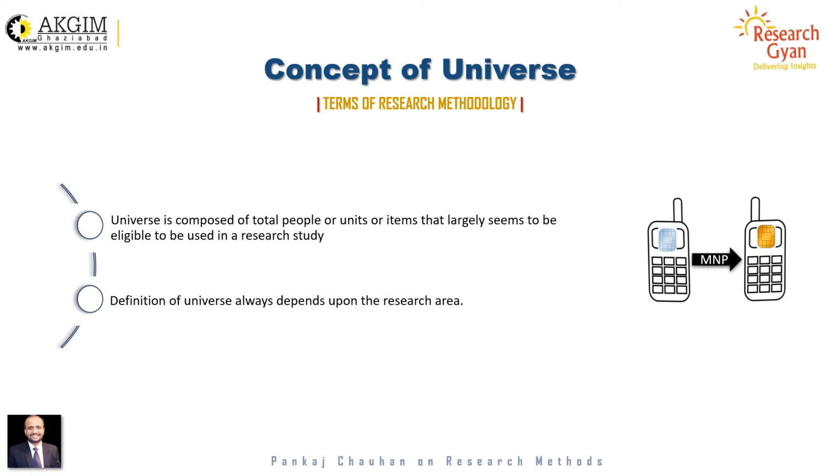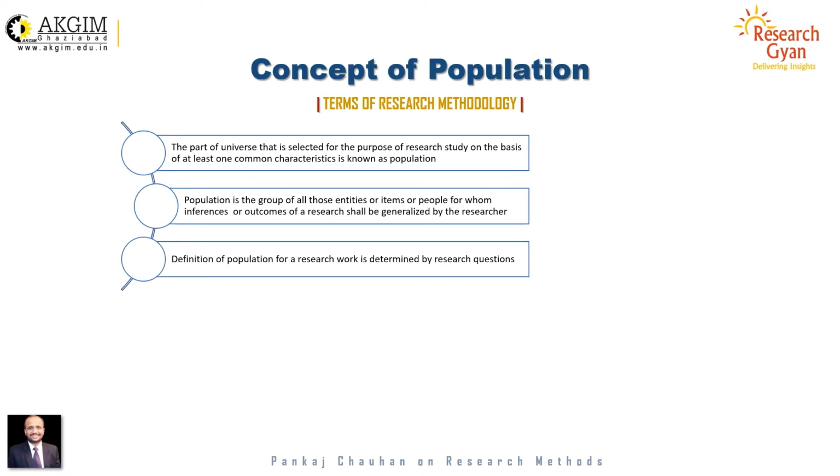Now we will discuss the conceptual part of population. The part of universe that is selected for the purpose of a research study on the basis of at least one common characteristic is known as population. However, we can use more than one characteristic, but at least one is required. Actually, this common characteristic is determined by the research question, and the common characteristic helps to create a group of elements or people or units.